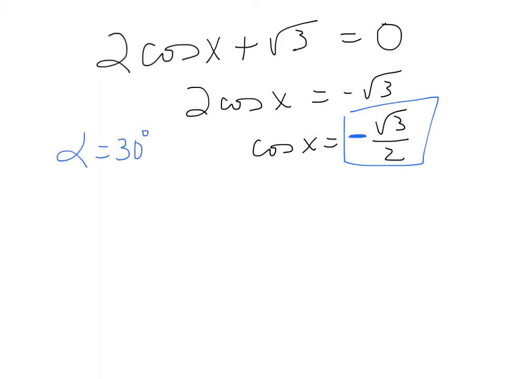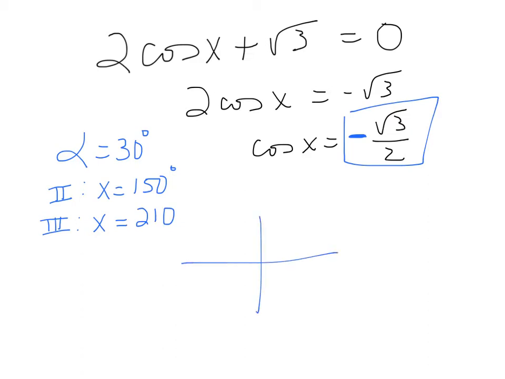Because it's negative, I know that I'm talking about quadrants 2 and 3. So when I take 30 degrees into quadrant 2, x will be 150 again. And when I take 30 degrees into quadrant 3, x will be 210. If you need to draw yourself a diagram, 30 degrees in quadrant 2 gives me 150. 30 degrees into quadrant 3 gives me 210. So if you need to draw a picture, go ahead and do that. Hopefully you're getting more comfortable with this whole reference angle idea, terminal side versus reference angle.